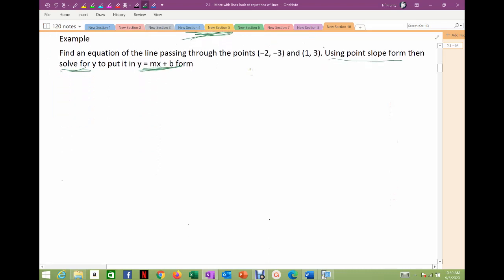So starting off, I've got two points that my equation passes through. I've got the point -2, -3, and the point 1, 3. I need to first always start by finding the slope, unless you're given it. Always find slope first. Remember, it's the change in y over the change in x.